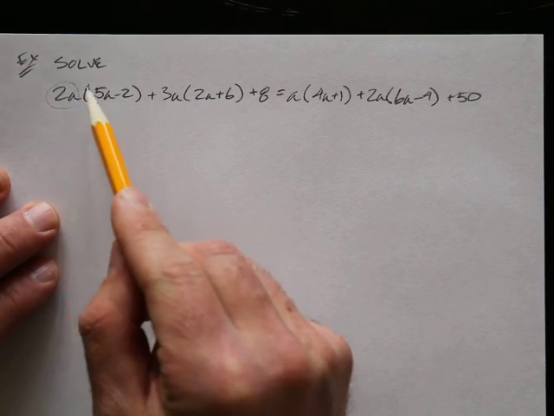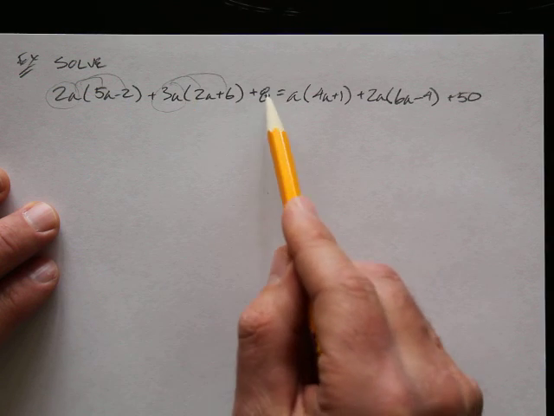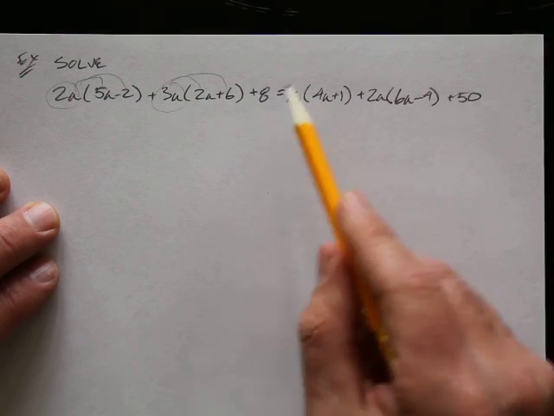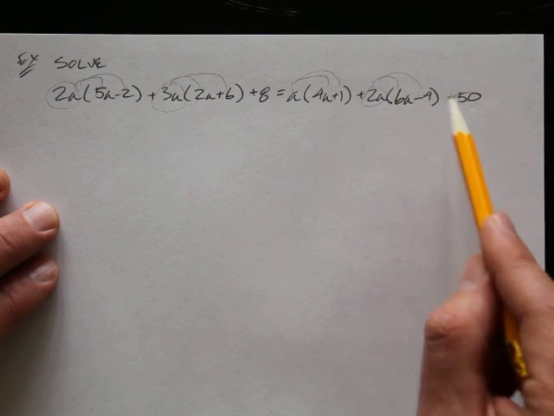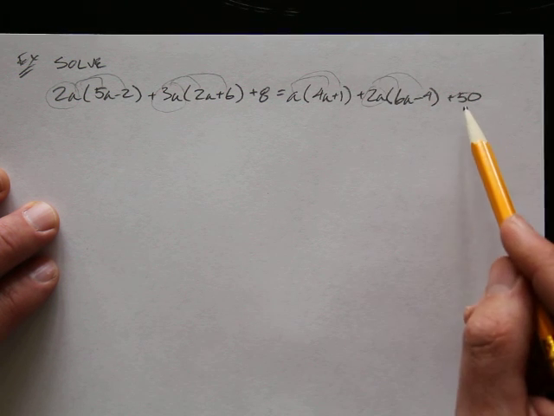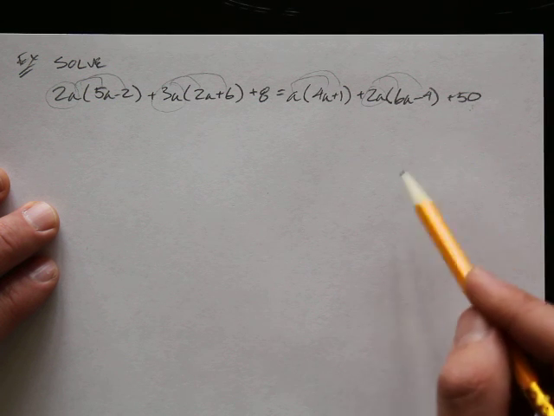So I'm going to take this 2a, I'm going to multiply it by each of those. Take this 3a, multiply it by both of those. That 8's going to stay there. Don't forget that 8. This a is going to get multiplied by those. This 2a by these, and that 50 is not going to get ignored or neglected. All right, but I'm just going to keep getting carried on.